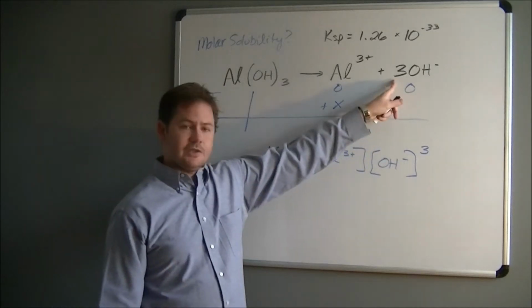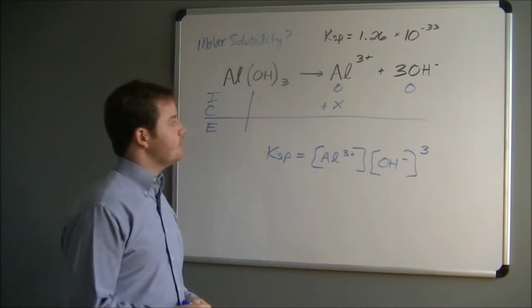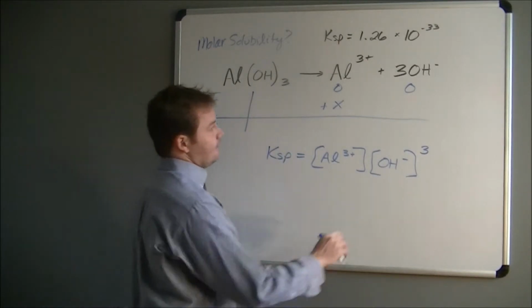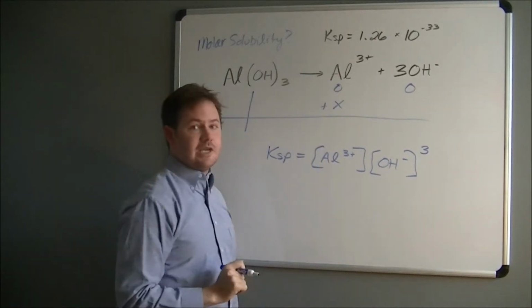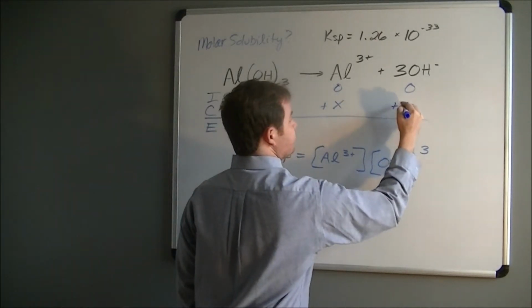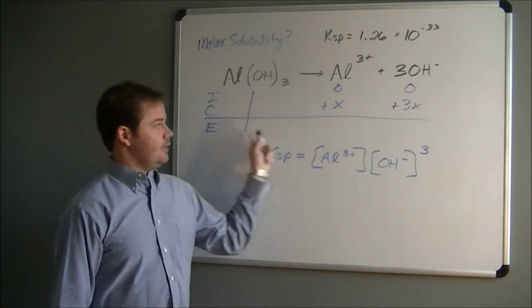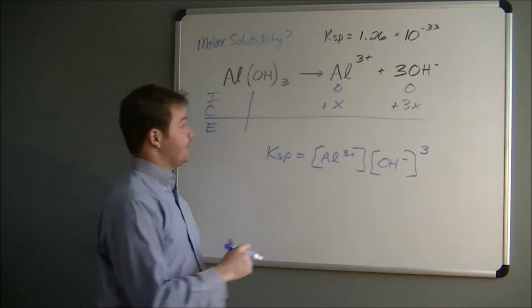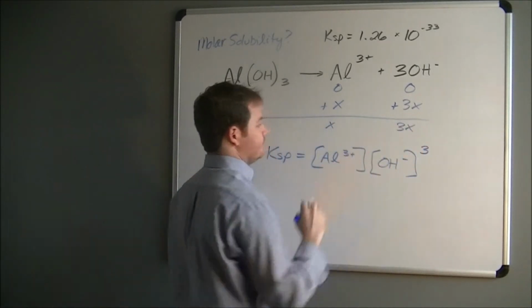Now again, this coefficient is going to come into play here, and we have to be careful. When we take a look at this coefficient, we have a coefficient of 3, which means there are 3 times as many hydroxides as there are aluminum 3+ ions. So we have plus 3x in this column. And in your equilibrium line, you're just going to total everything up. 0 plus x is just x, and 0 plus 3x gives us 3x.